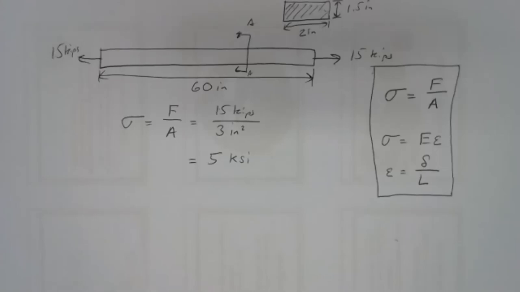Well, in this table, for A501 steel, my ultimate strength is 58 KSI. Well, I'm only loading this up to 5 KSI. So this is going to be safe. It may not be efficient, but it's safe. It's not going to come apart. So 5 KSI, so I'm definitely below my ultimate strength, so I can proceed.